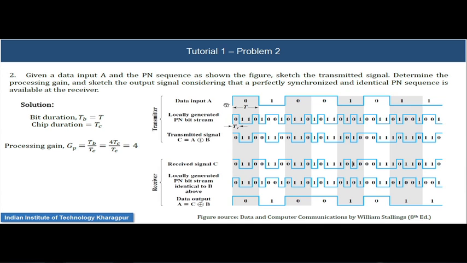We first see that for every input bit duration, which is T, also denoted as TB, within that duration we have 4 bits corresponding to the PN sequence, and each of those PN sequence bits has a duration of TC. So TB is nothing but 4 times TC, and therefore the processing gain, which is TB by TC, of this system is 4.